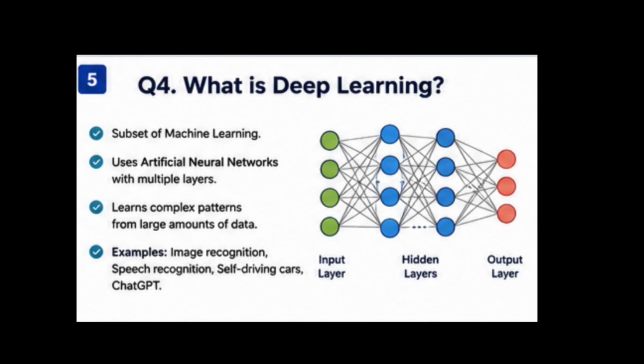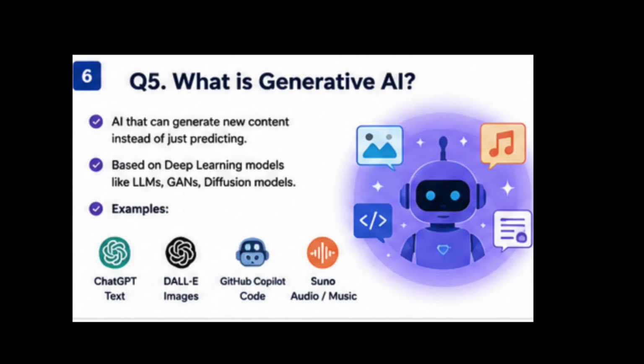Deep learning is a specialized type of machine learning that uses artificial neural networks inspired by the human brain. These networks contain multiple layers that automatically learn complex patterns from data. Deep learning powers technologies like facial recognition, voice assistants, self driving cars, and ChatGPT. Unlike traditional machine learning, deep learning usually requires much larger data sets and more computing power, but delivers better performance on complex tasks.